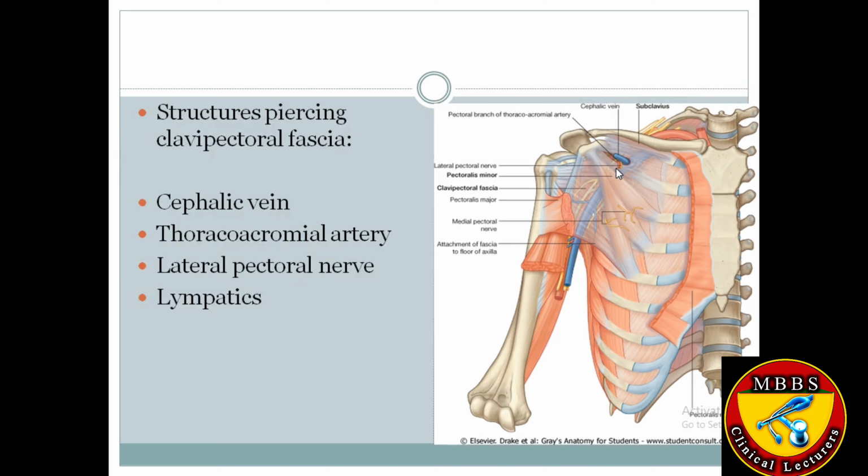Structures piercing the clavipectoral fascia are the cephalic vein. This is the cephalic vein, the lateral pectoral nerve, the thoracoacromial artery, and the lymphatics.